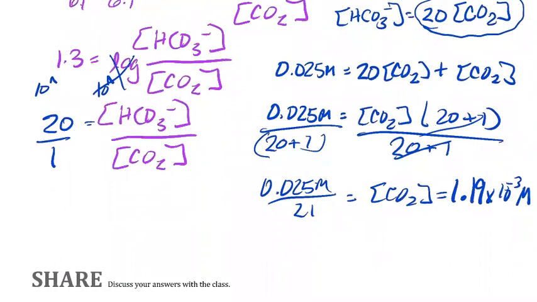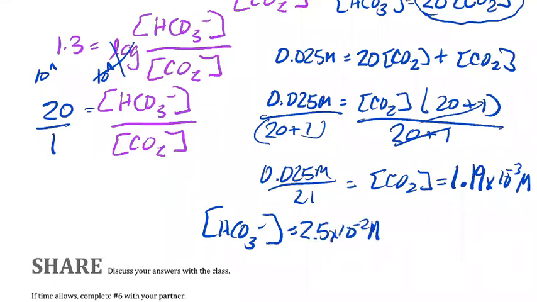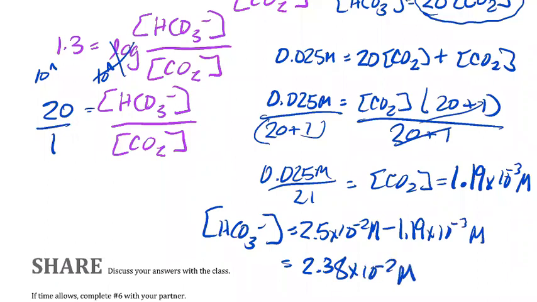So when we get that, that's our CO2 concentration. What we want to know is the concentration for both, right? So we need our HCO3 minus concentration. Just plug it into the formula above. Our maximum was 0.025 molar, which is 2.5 times 10 to the minus 2 molar, minus 1.19 times 10 to the minus 3 molar. And so what you get should be 2.38 times 10 to the minus 2 molar. Okay. So that's just using Henderson-Hasselbalch to find out ratios and concentrations and things like that.